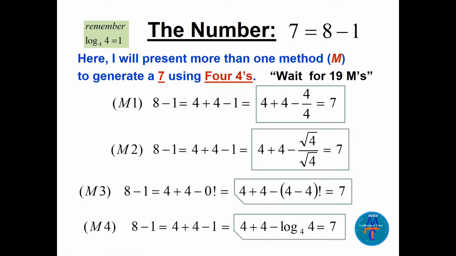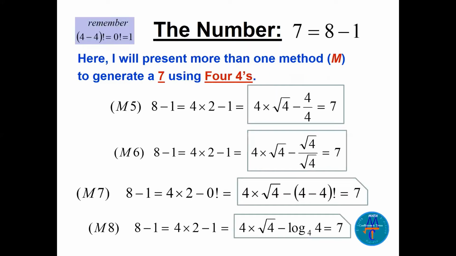Now, the other 4 on the next slide will be slightly different. Can you think of other ways? See, this is the aim of this series. You can pause this video and try to think, use your mind, play with the numbers. 4 fours now we need to write 7. Okay, let's see. Method 5, 6, 7, and 8. See the 8 here, I'm still 7 equals 8 minus 1.